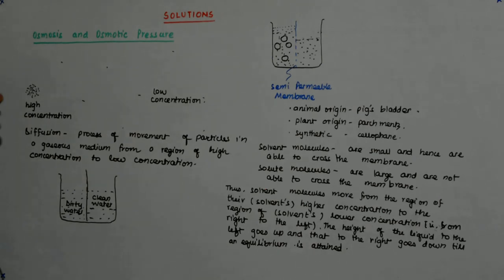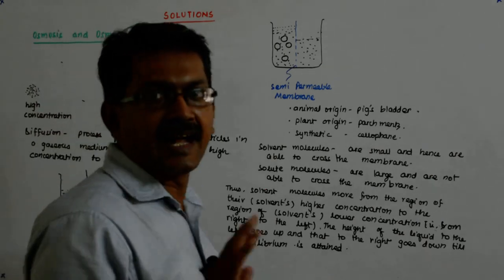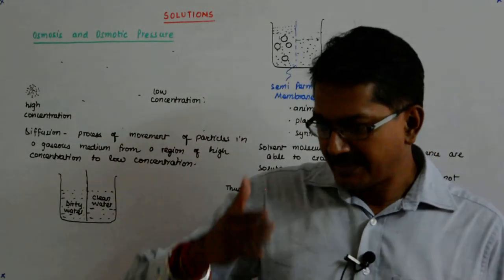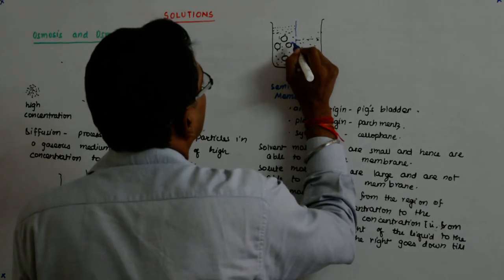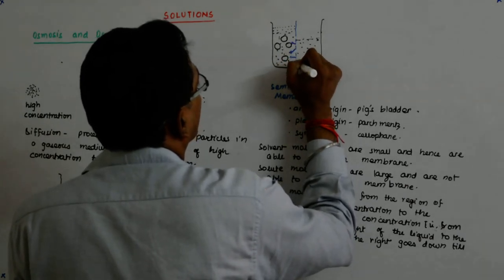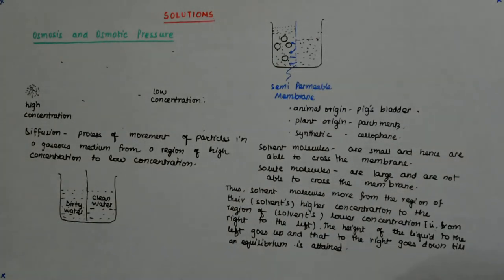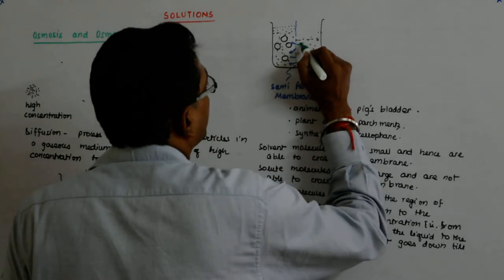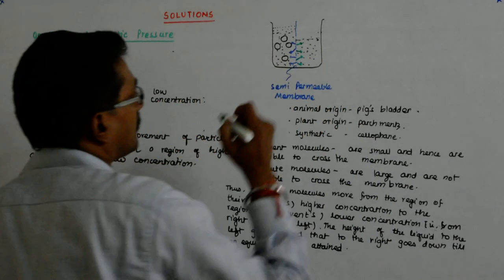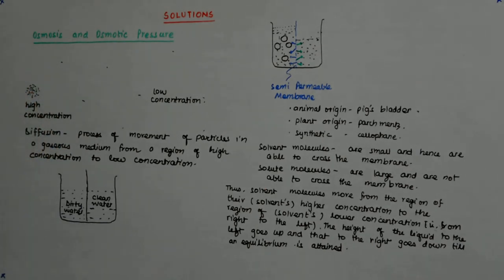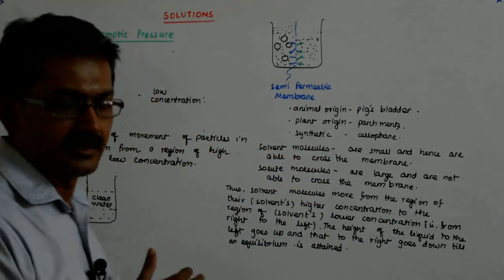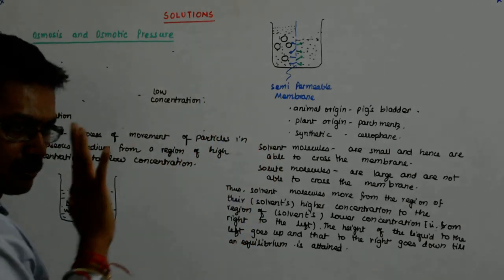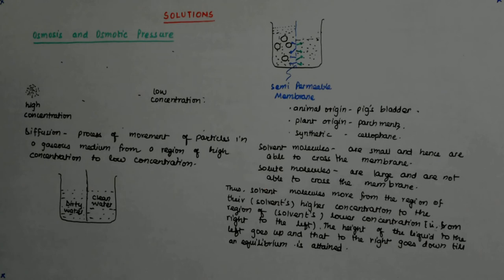Now what happens? During the equilibrium, it is not that there is no movement of the solvent particles. Even at the equilibrium there is movement, but the particles moving from right to left equal the particles that are moving from left to right. Okay? That is the point. So it is again a dynamic equilibrium and not a static equilibrium. There is a passage, but it is equal, and that is the point where the whole thing remains and stops. That is the point of equilibrium. Okay?